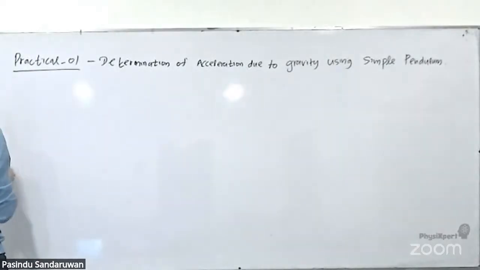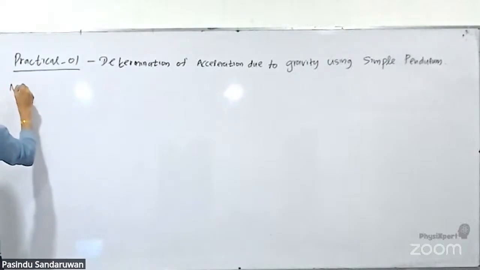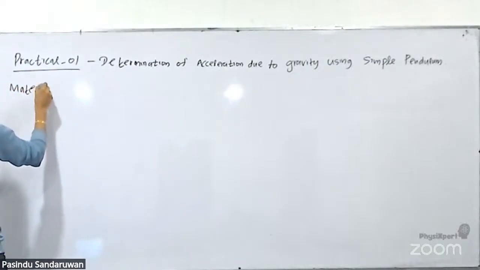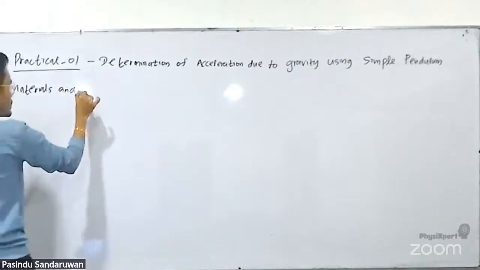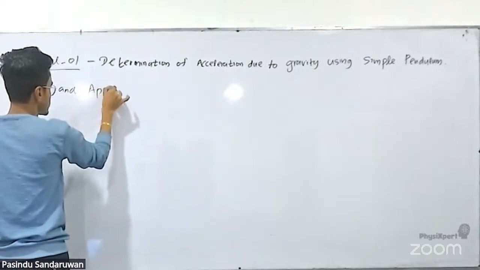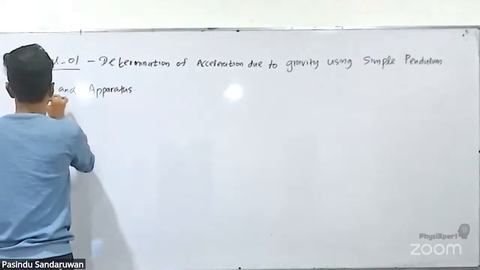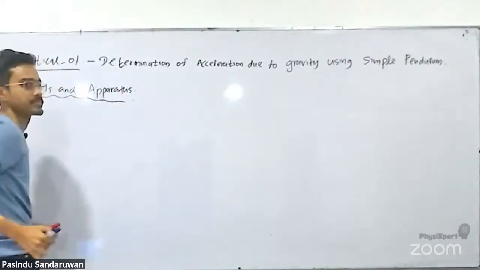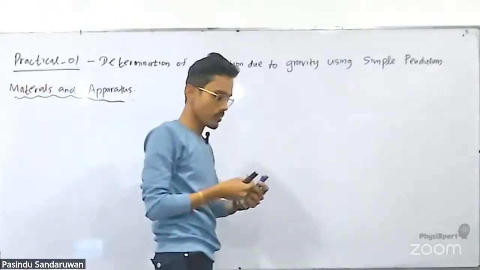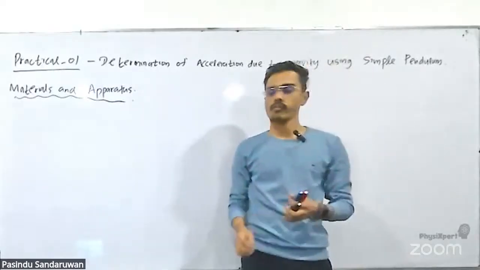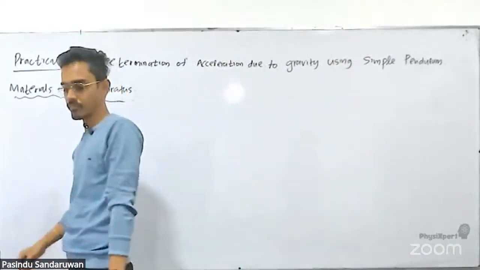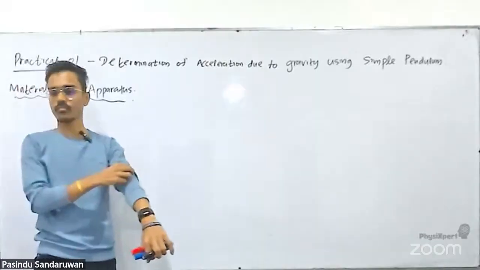So first write down materials and apparatus. Materials and apparatus. Listen.